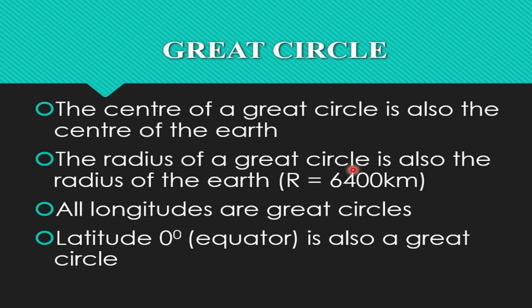Now, the center of a great circle is also the center of the earth, and the radius of a great circle is also the radius of the earth. You get that? It is mostly 6,400 kilometers, and we write that one as a big R. So anywhere you see us using big R, it is referring to the radius of the entire earth. Now, all longitudes are great circles, like I said earlier, and latitude 0 degrees is also a great circle. Apart from that, all the latitudes are small circles.